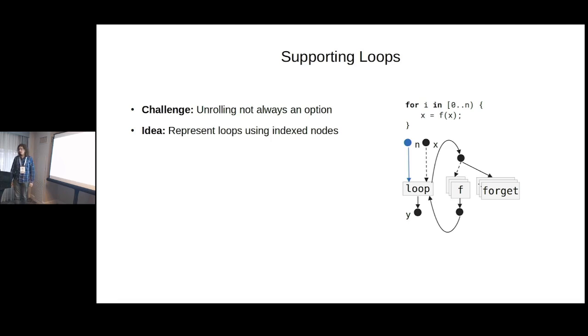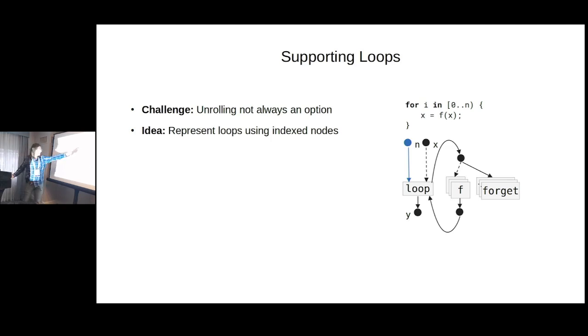It's also not great because it prevents loop optimizations, and you have to apply the same optimization over and over at each iteration, which is bad for compile times. So how do we not unroll loops? Well, we do something that's slightly different from what's done in value dependence graphs. We represent the loops symbolically using indexed nodes. So here this f and this forget, the forget is implicit in the program, are given indices based on which iteration we are in. And this loop node is another operation of the IR that moves the values around correctly based on which iteration we are on.